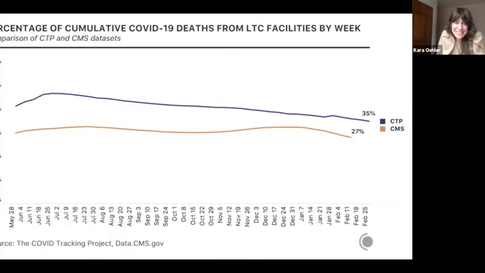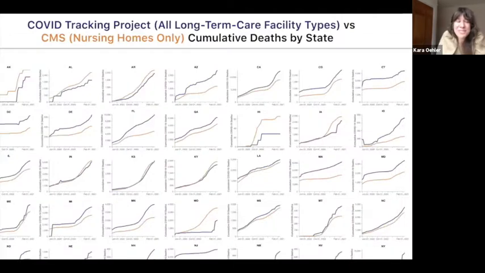Next slide. And so here you see, between these two data sets, the share of total COVID deaths for the CTP state reported data set is 35%, and the CMS data set is 27%. And so I just wanted to do one last little comparison before we get into how to use it.